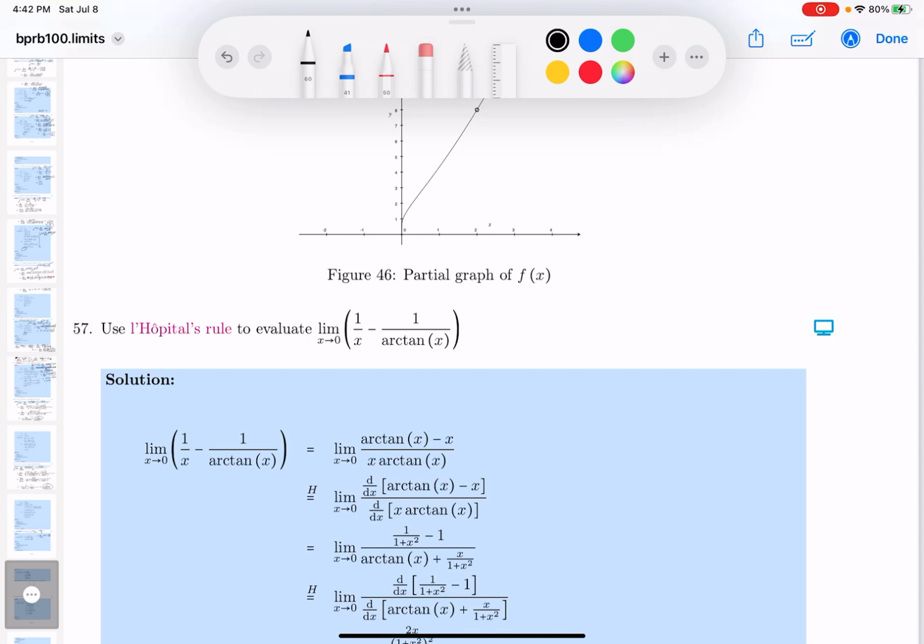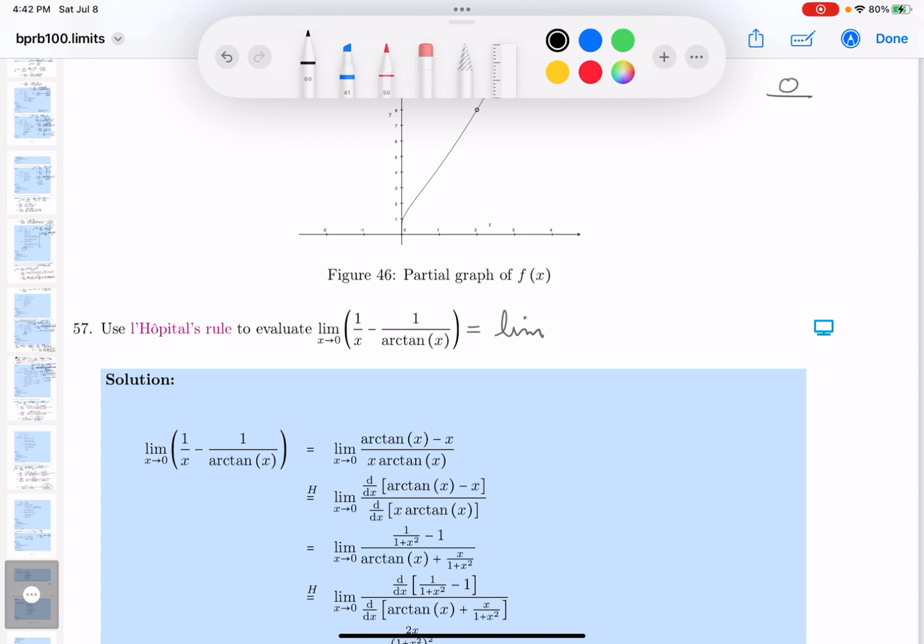Okay, as written, this really is not a L'Hopital's rule problem, and the reason is that as x goes towards 0, the first limit doesn't even exist, all right? The second limit also doesn't exist. So what I'm going to do is massage this a little bit and write it a little bit differently to see if I get a quotient.